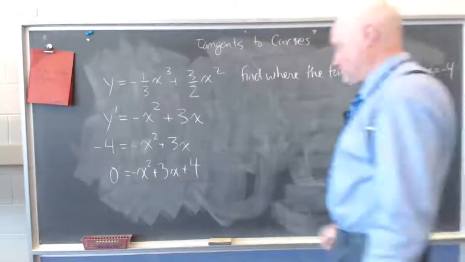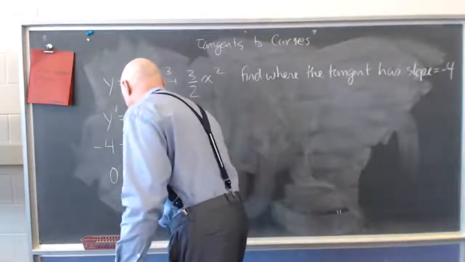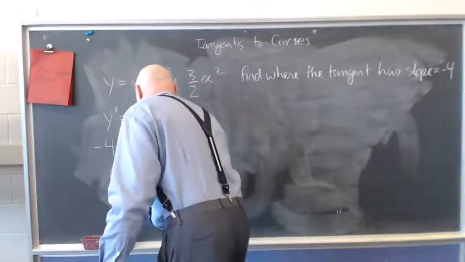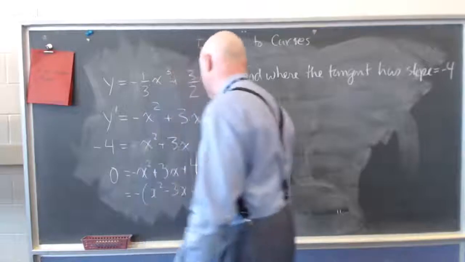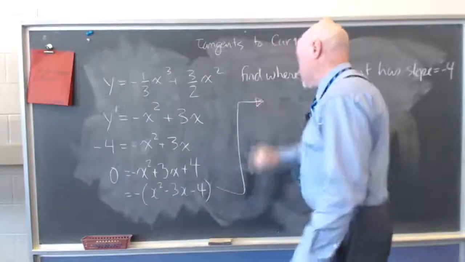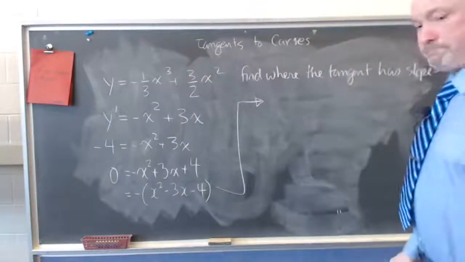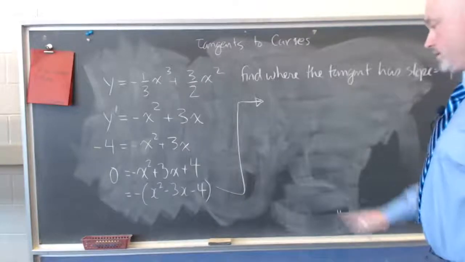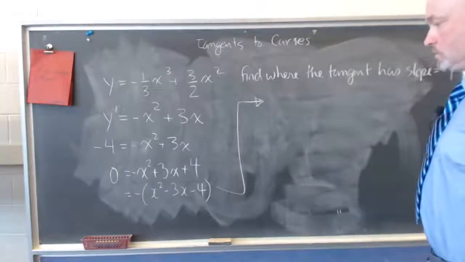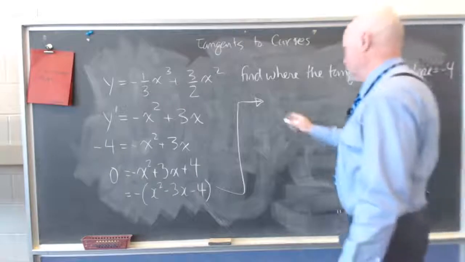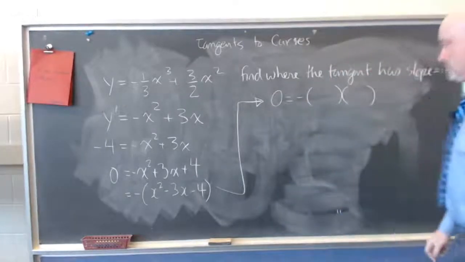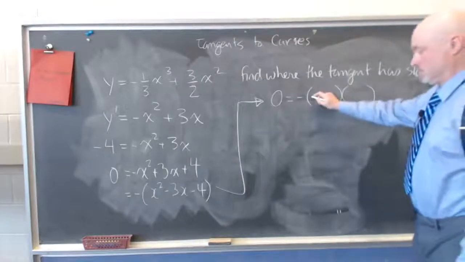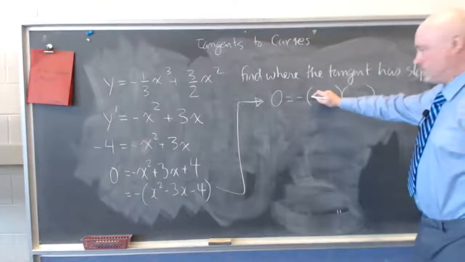Good so far? Going to factor out a negative so that I don't have to deal with negatives when I'm working with it. All right. What are the roots there? I don't know.